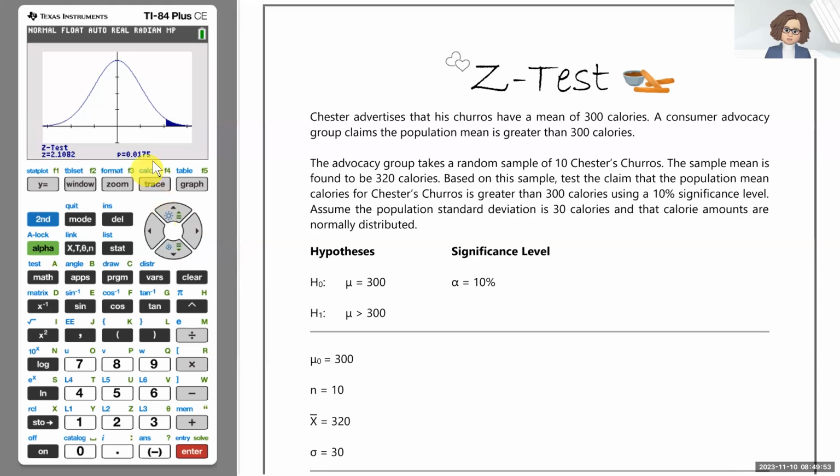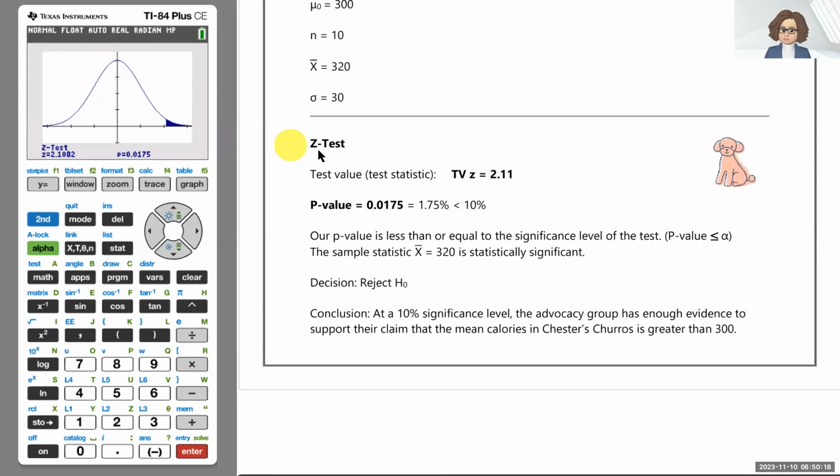All right, so the shaded area there is our p-value, and the z here is your test value or test statistic. That value, about 2.11, if I round that to two places, 2.11 would be the z-score, and the p-value is that shaded area. So we'll just document that here and wrap this problem up.